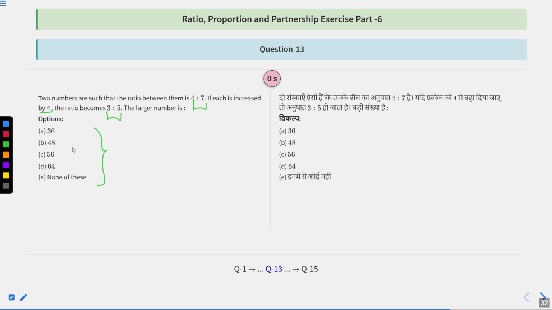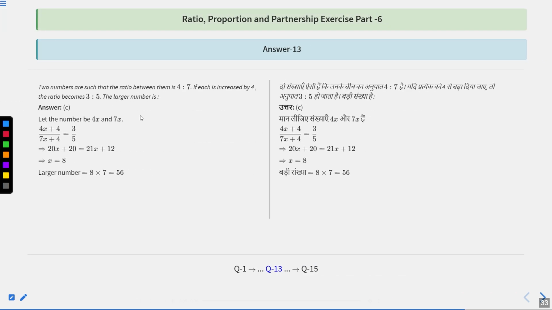Now time's up. Let's see the solution. The question says that two numbers are in the ratio 4:7, so we can let the numbers be 4x and 7x. Now, according to the question, when we add 4 to both the numbers, we get 4x plus 4 and 7x plus 4, and the ratio becomes 3:5. So we can equate them to 3:5. We cross multiply them and get 20x plus 20 equals 21x plus 12. When we solve it, we get x equals 8.